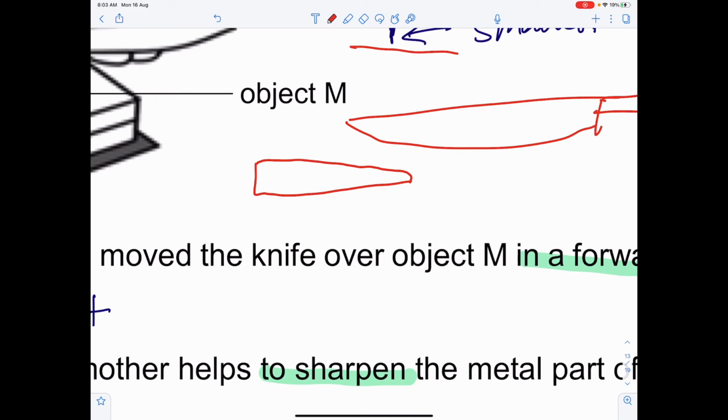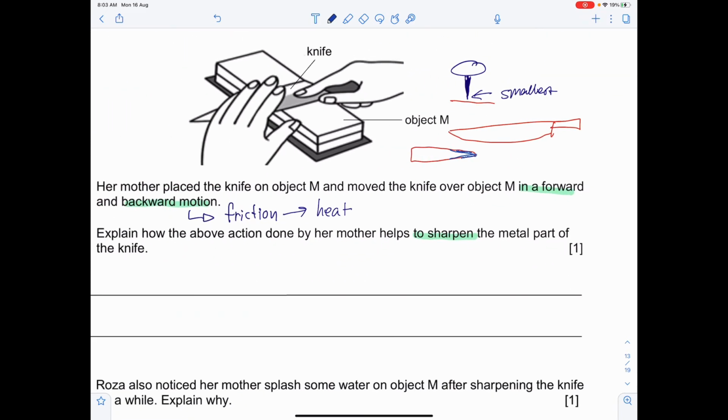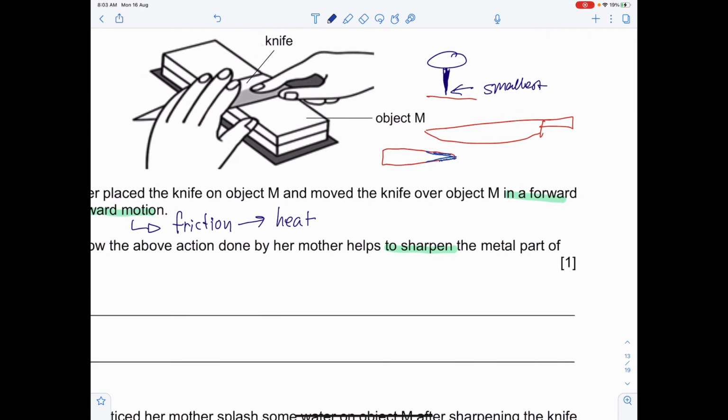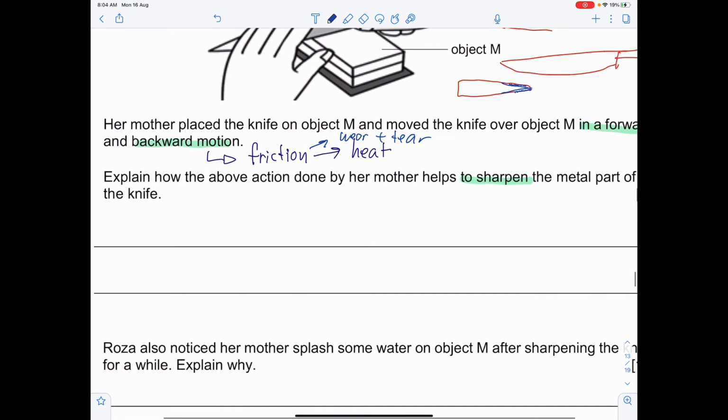So when you use frictional force, you want to erase away this portion. I'm shading it for you, so that it actually becomes sharp again. So think about it. If you want to erase this part off, you need to make sure that it wears and tears off. So that is exactly something that your friction is able to do. So besides producing heat, your friction will also cause wear and tear. Right? So in your answer, you have to include this point. Okay?